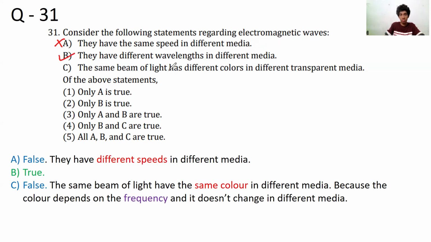C. The same beam of light has different colors in different transparent medium. No, that is false because the same beam of light has the same color in different medium, because the color depends on the frequency of the light and it doesn't change in different medium. Only the speed and the wavelength of electromagnetic waves change when they enter from one medium to another. Therefore, C is also wrong. So only B is correct. So the correct answer is the second one.